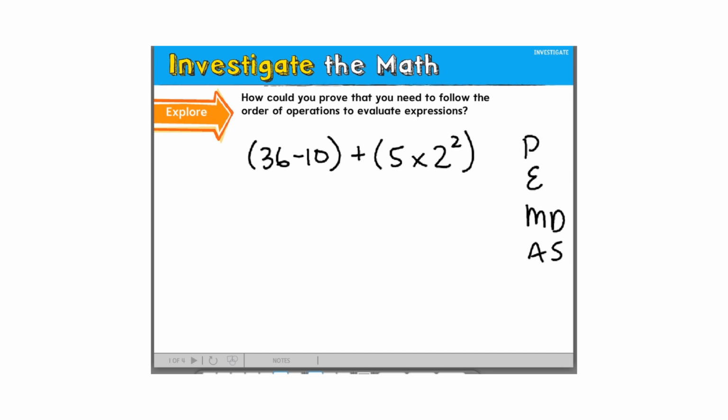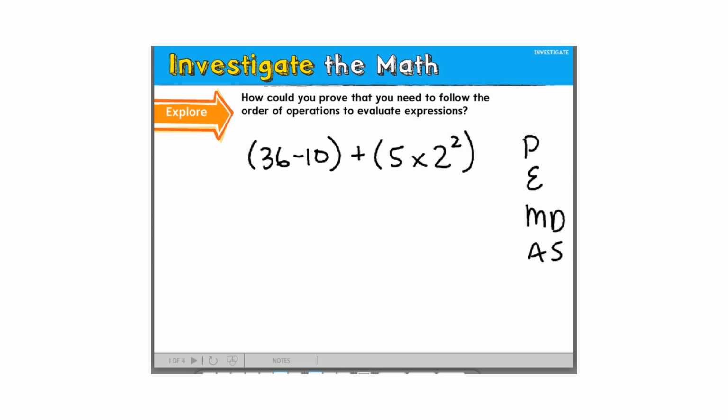Sometimes I'll write it this way too, just to remind that the M and the D stand for multiply and divide, and they're not really one after the other, they're side by side on the same line. Same with addition and subtraction. So we start with parentheses. So we're going to do everything that's in the parentheses, both of the parentheses.